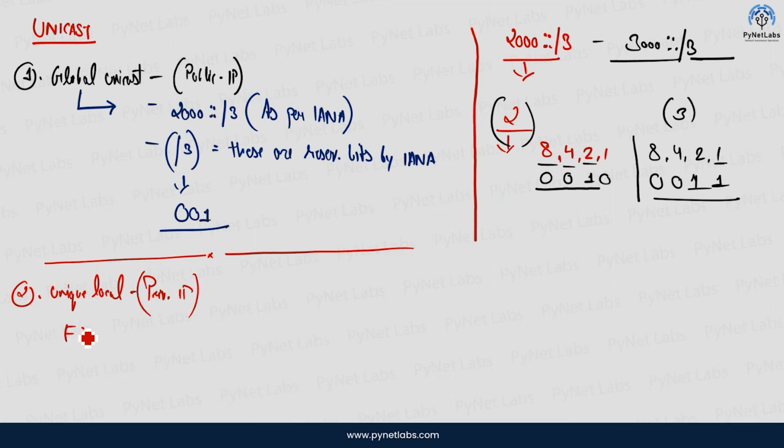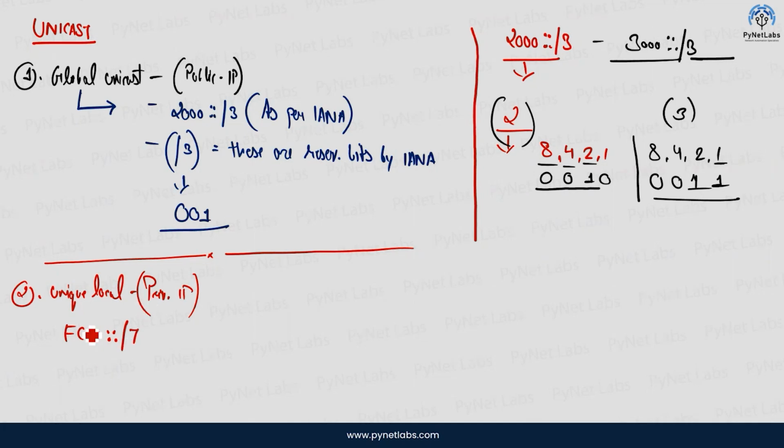It starts with FC00::/7. Now, in this case, the /7 means the first 7 bits will be constant, which are not routable in the global IPv6 address over the internet. And it is recognized by the IANA.